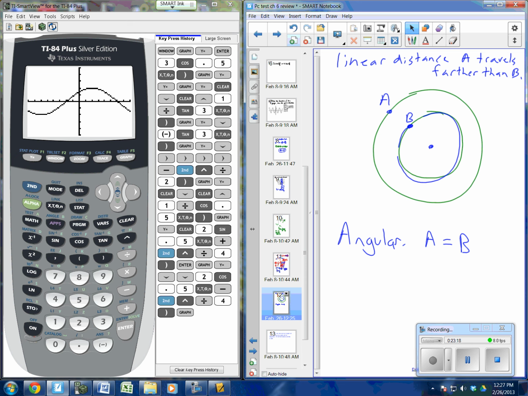Now, that's not the question, though. The question is angular and linear velocity. You have to figure out some problems. There's a formula in 6-2. I don't know if it's on that paper or not. I don't think it is. Did you get that?